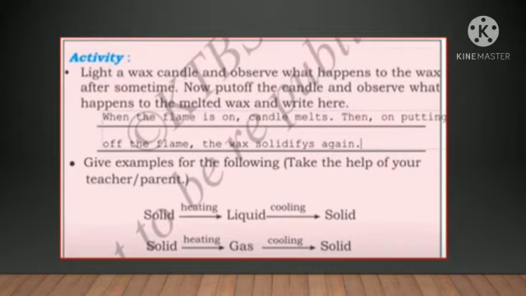Next activity: light a wax candle and observe what happens to the wax after some time. Now put off the candle and observe what happens to the melted wax. When the flame is on, the candle melts. Then on putting off the flame, the wax solidifies again. This is a very simple experiment. When there's no power in your house, you will have candles, isn't it? So you can do this and see what the changes are. And please write down the answers which are given on your screen.